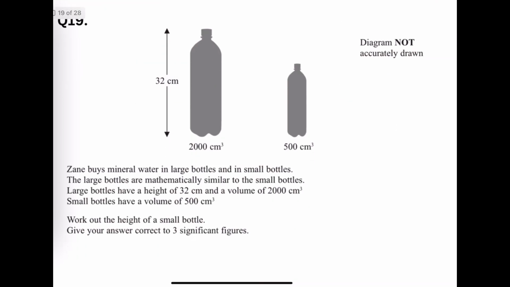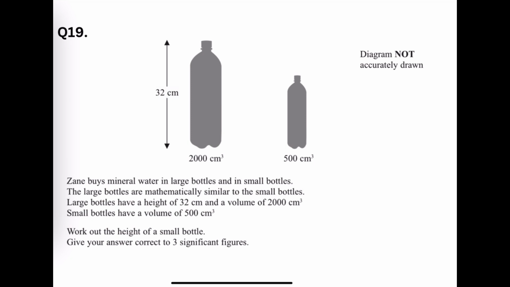So question 19, Zane buys mineral water in large bottles and in small bottles. The large bottles are mathematically similar to the small bottles, and large bottles have a height of 32 centimeters and a volume of 2,000, and small bottles have a volume of 500. So work out the height of a small bottle and give your answer correct to 3 significant figures. So again, this is a ratio proportion type of question.